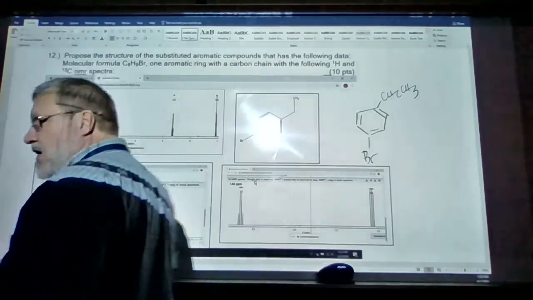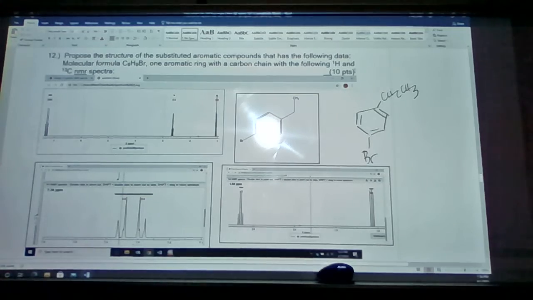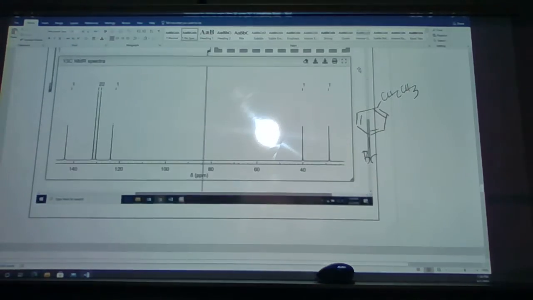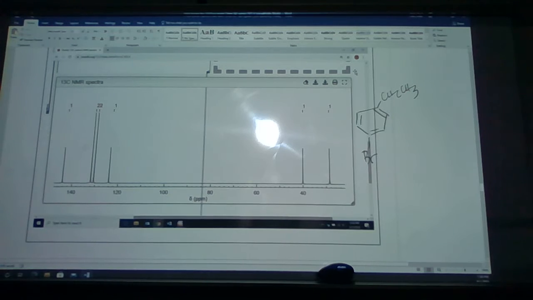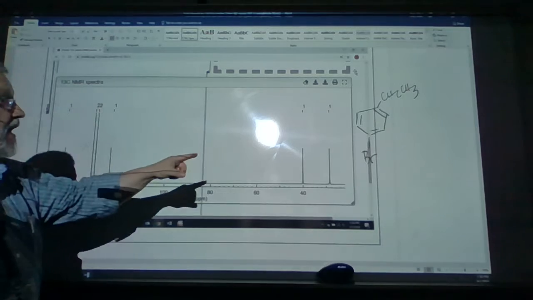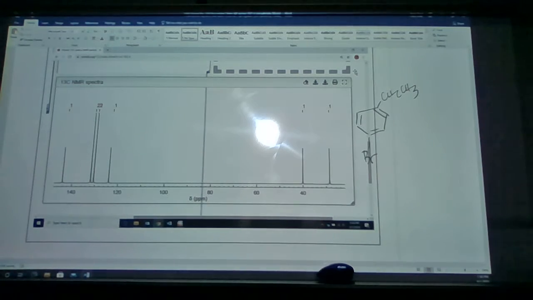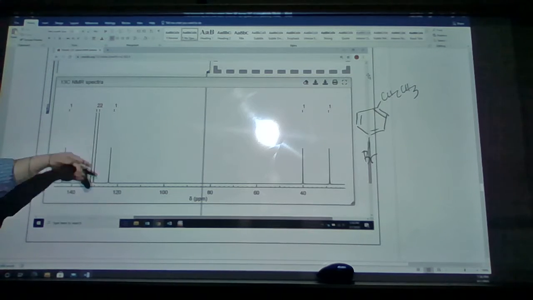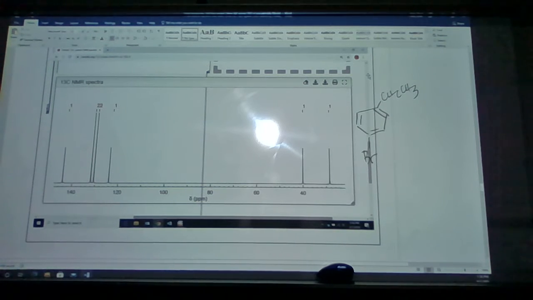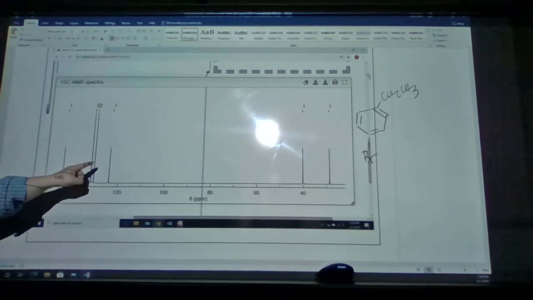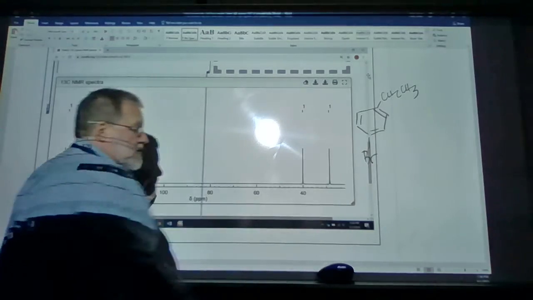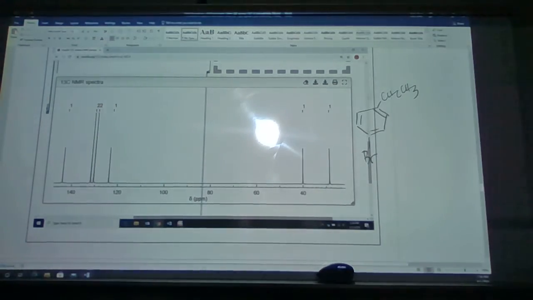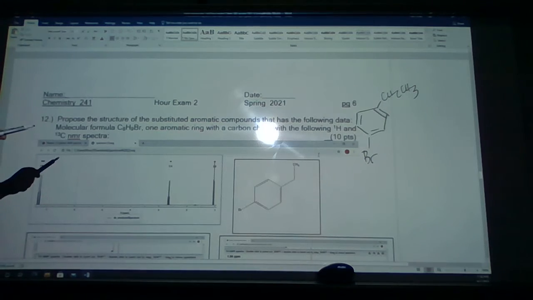Let's look, was this the only data? No. We have carbon-13 data. Carbon-13, we have 1, 2, 3, 4, 5, 6. We have 6 carbons showing up, but the numbers above these say these peaks represent 1 carbon. Both of these represent 2. So 1, 2, 3, 4, 5, 6, 7, 8. Don't we have 8 carbons? Yes, we do. C8.